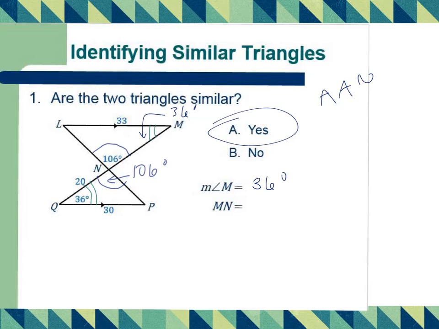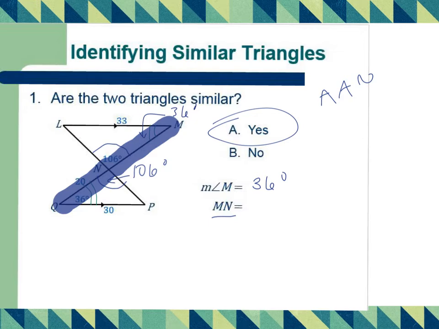All right, so the last thing we're asked to find here is the measure of MN. Remember, when we have similar shapes, their corresponding sides are proportional. We know that the side MN corresponds with this side QN, that's 20. And the reason we know that is that side MN is between the 106 degree angle and the 36 degree angle, so it's included between those. Similarly, QN is included between the 106 and the 36 degree angle. So we know that these two sides here are corresponding sides.